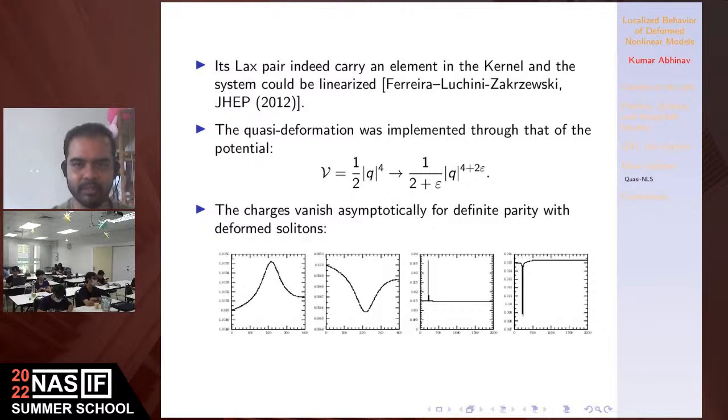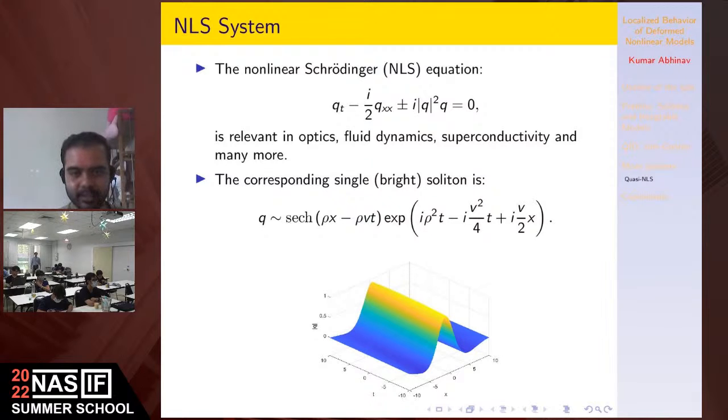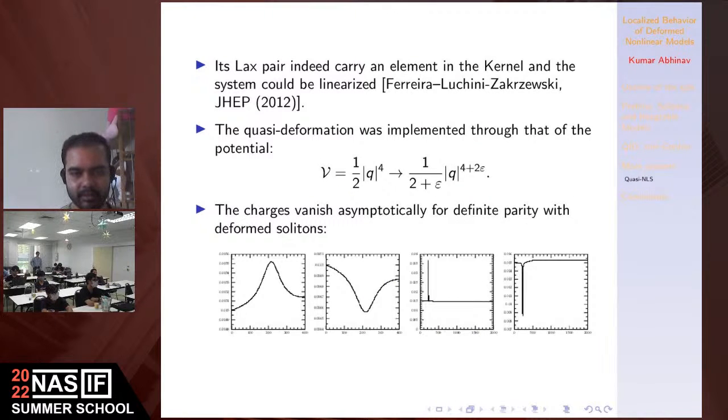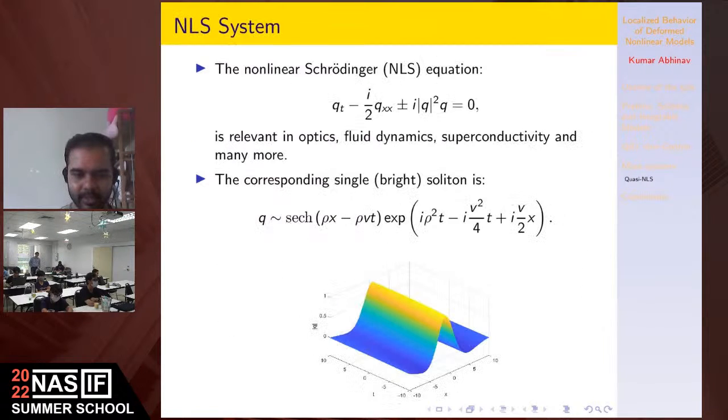So its deformation was again done by Ferreira et al. Same mechanism, the Lax sphere mechanism, and they deformed the potential. You remember the NLS potential interaction is cubic, |q|^2 q kind of thing. q is complex, so its potential has to be quartic. So the potential is |q|^4, and the quasi deformation is that you do an epsilon deformation of this form. And the single soliton solution actually gets deformed; you can see this soliton is uniform and symmetric.